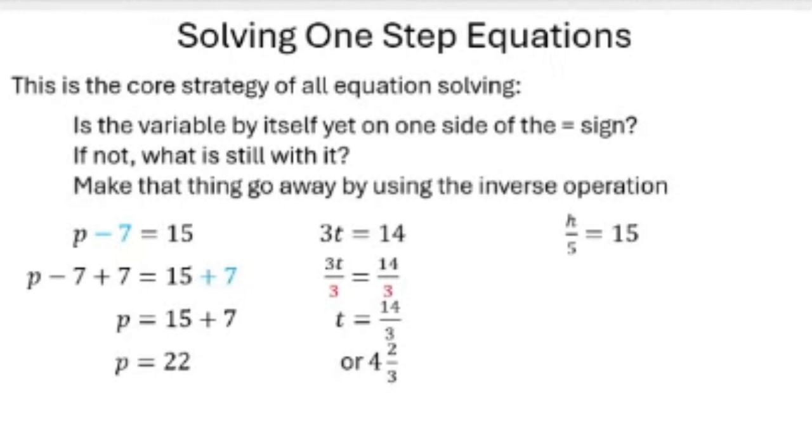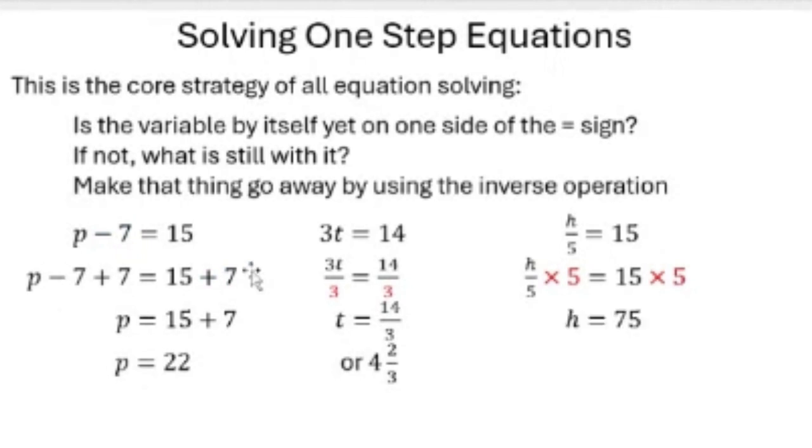Last one, is the h by itself? No, it's not, because there's something with it on its side of the equation. What is with it? A divided by 5. What makes dividing by 5 go away? Multiplying by 5. So I multiply both sides by 5.